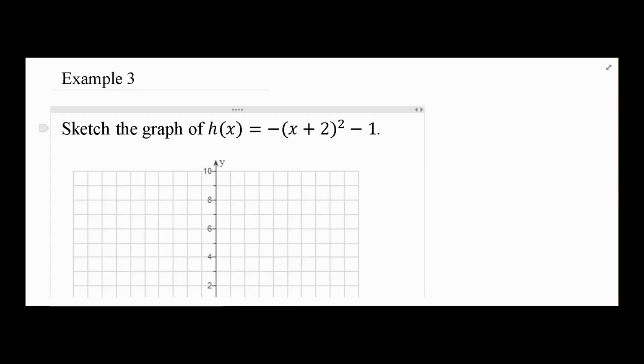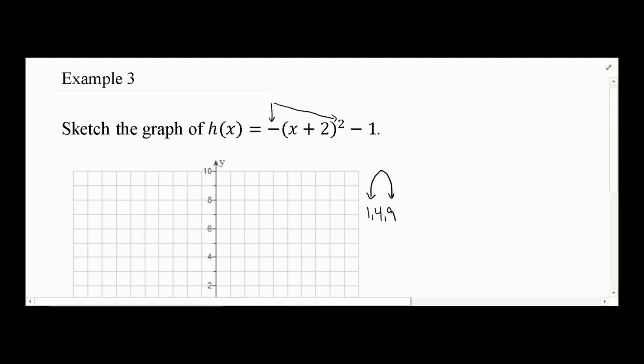Let's take a look at example 3. Now, when you're trying to sketch this graph without point plotting, we want to identify a few things. The first thing I want to identify is the basic shape. This is a square, but it's got a negative out in front. And so the basic shape of this thing is an upside down parabola. We're going to use the 1, 4, 9 rule, but really it's going to be going down 1, down 4, down 9.